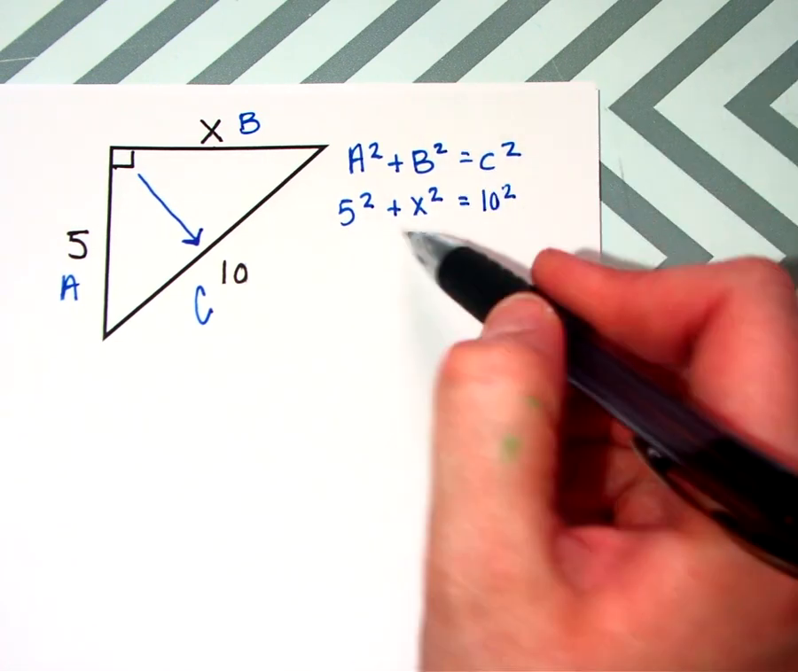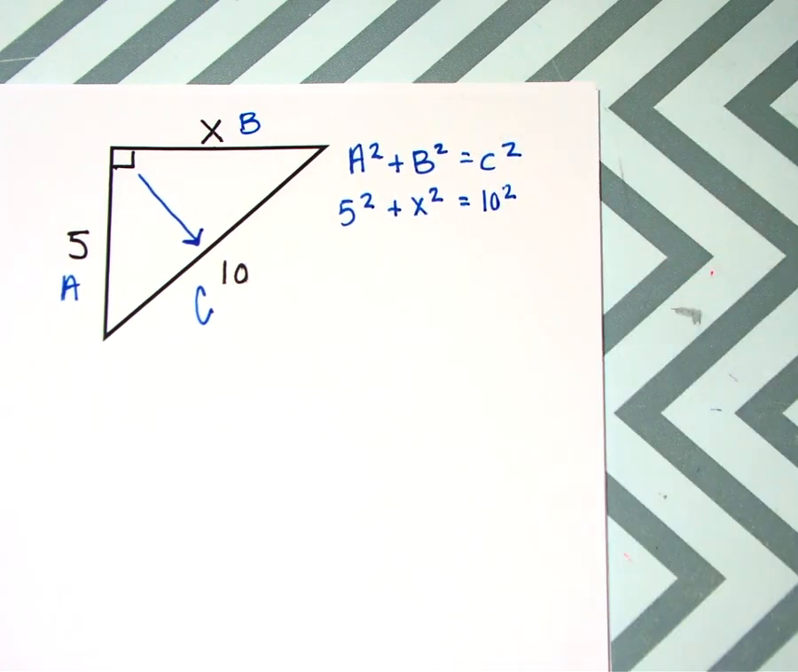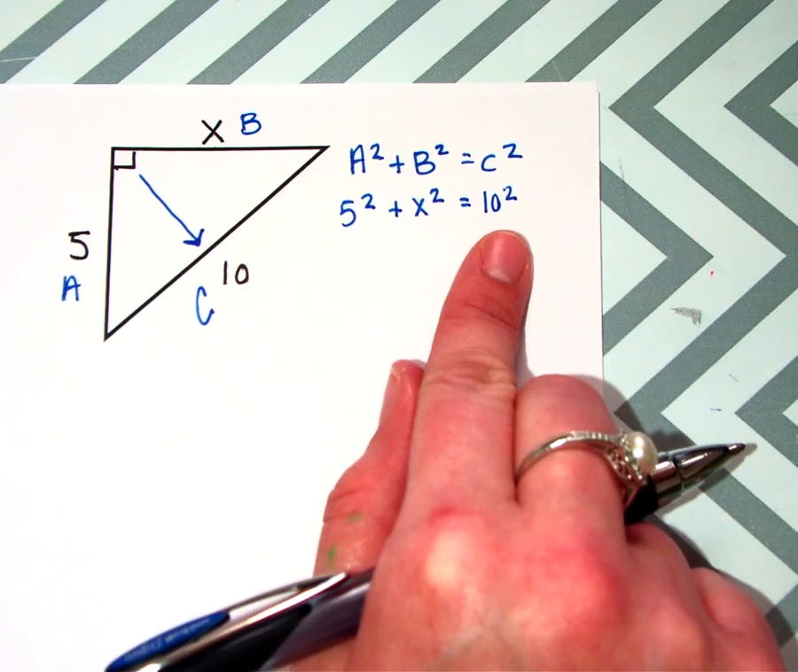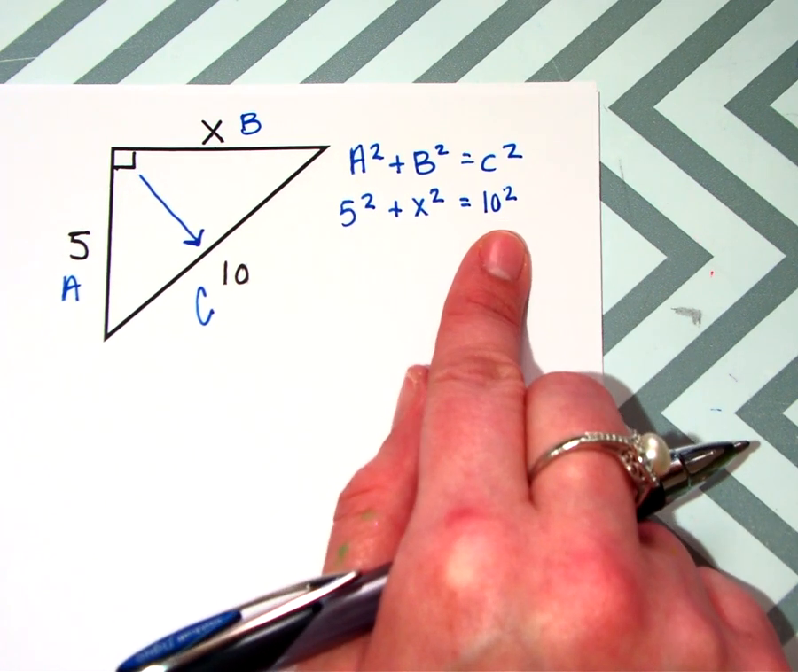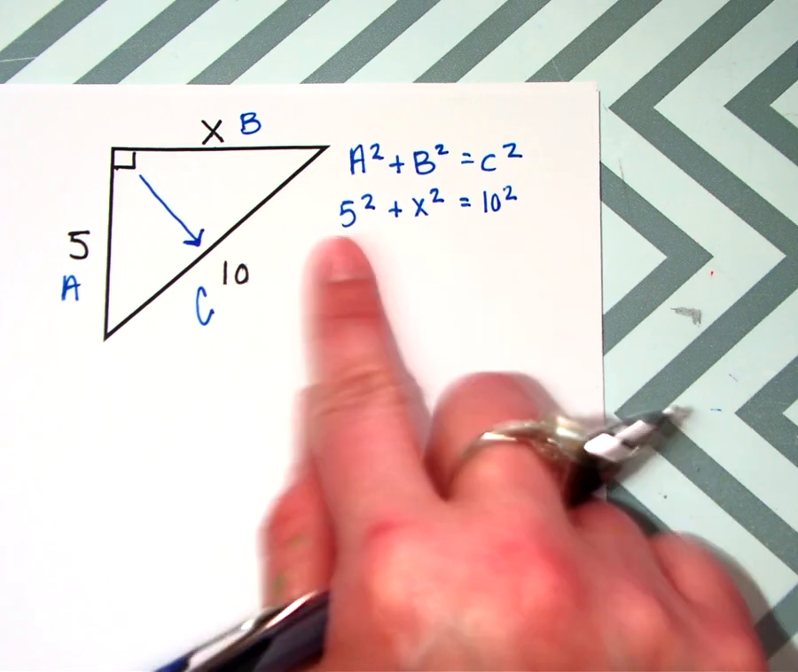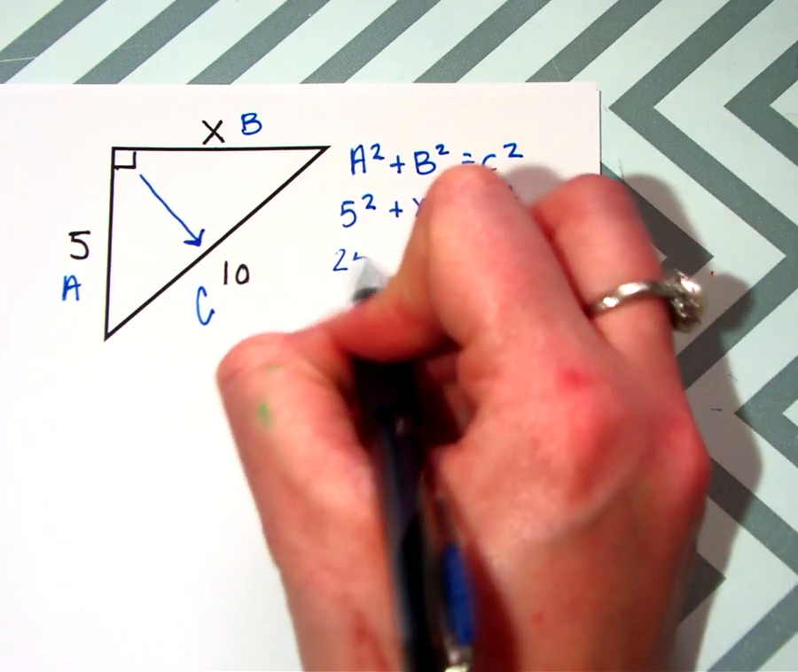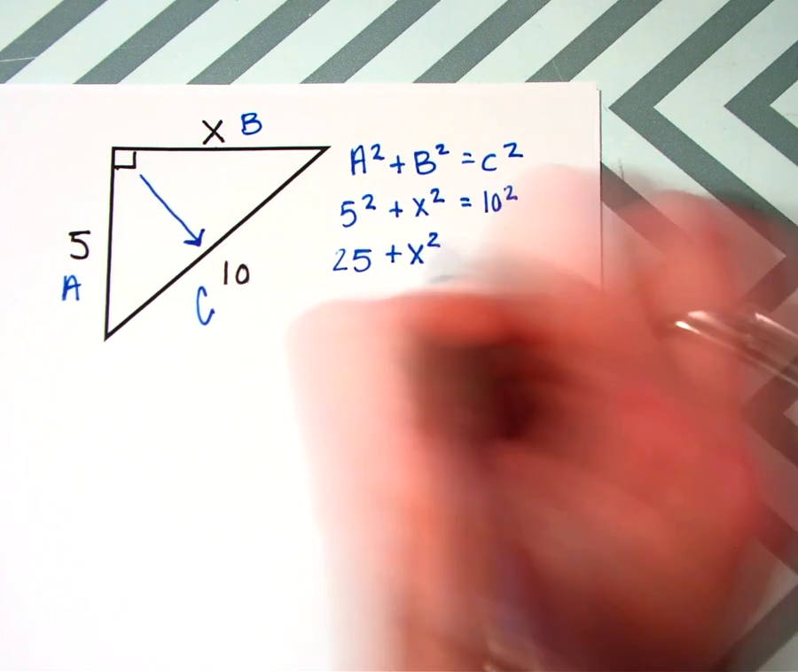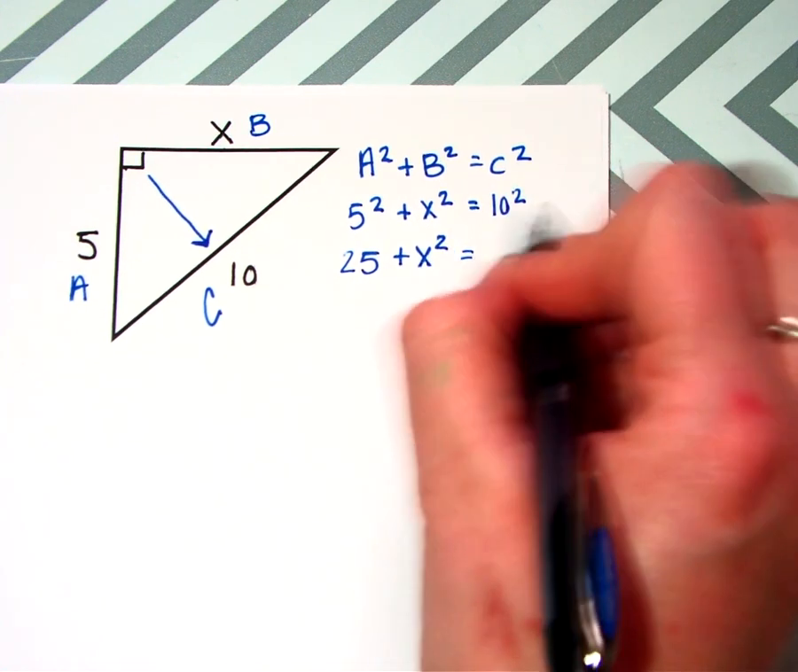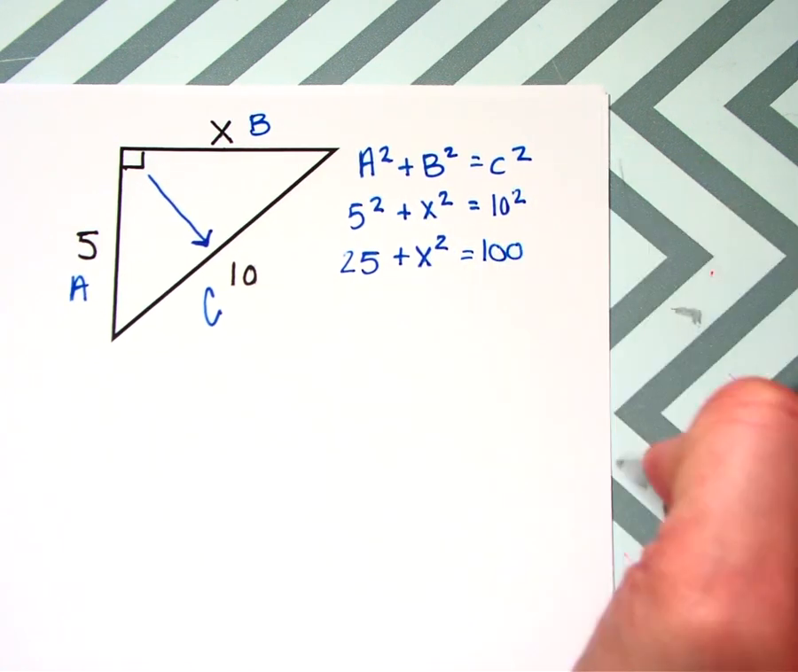Notice how the variable is mixed in with the plus, so you can't just type this straight into your calculator. You can't just do 5 squared plus 10 squared, because it's not going to give you the correct answer, because we're not adding them together. So you want to simplify by hand here. 5 squared, 5 times 5 is 25, and then I'm going to bring down that x squared. 10 squared, or 10 times 10, is 100.